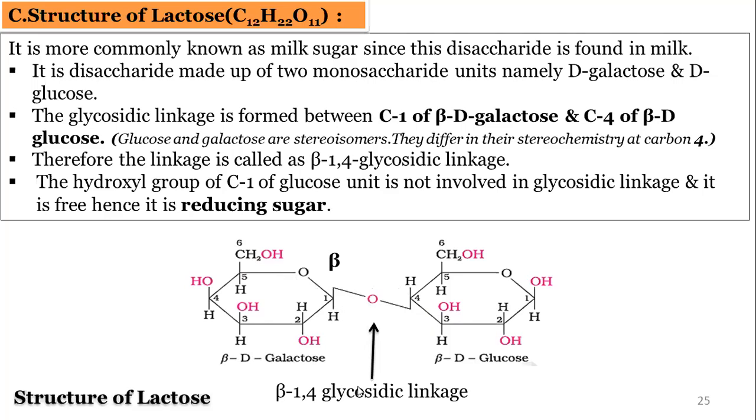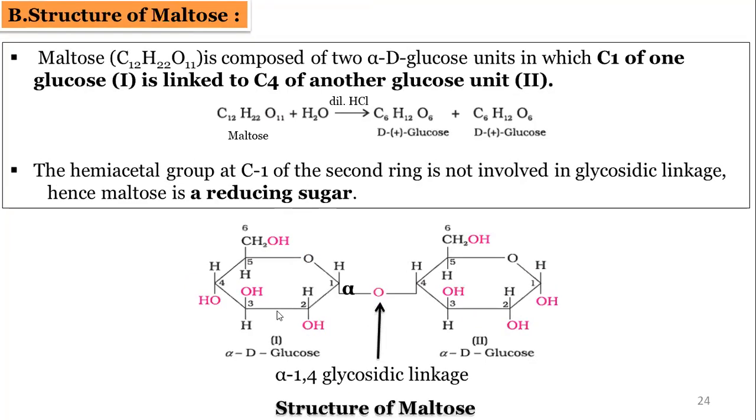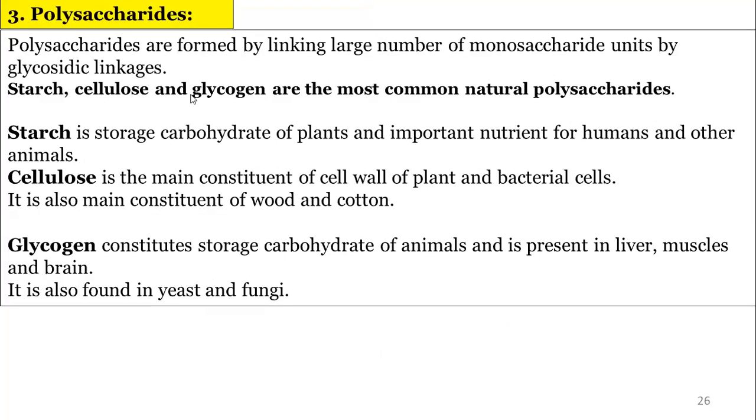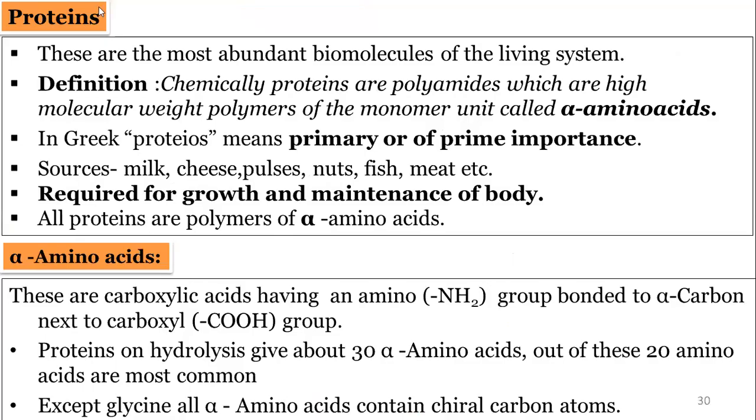Which type of glycosidic linkage, or write the glycosidic linkage in case of lactose, write the glycosidic linkage in case of maltose. So these questions can be asked for the examination, 1 mark. The polysaccharide part is a deleted part. This will not be asked for the examination.